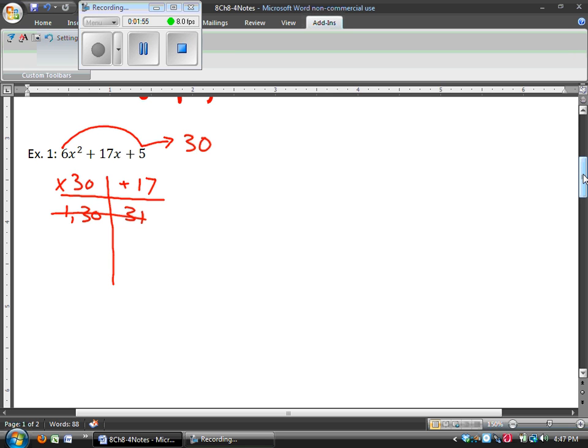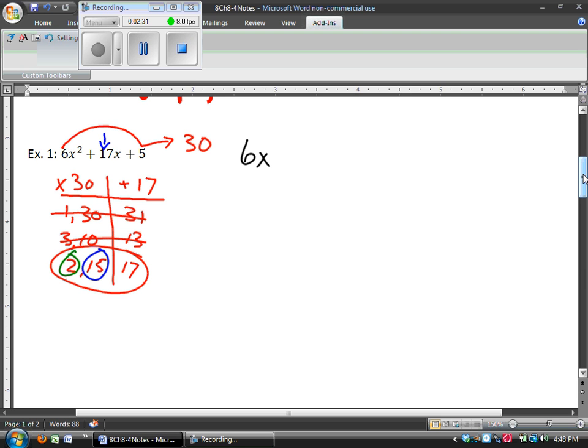Next one, 3 times 10. 3 times 10 is 30, but 3 plus 10 is 13, so that doesn't work. What about 2 and 15? 2 times 15 is 30, 2 plus 15 is 17, so the ones that we're going to use are 2 and 15. Now here's where it's different. I'm going to take the 2 and the 15, and I'm going to rewrite the 17 with those. And you're going to see how I'm going to do that in just a minute.